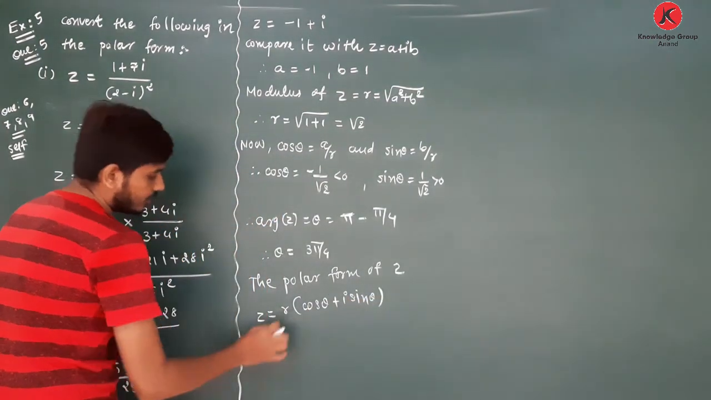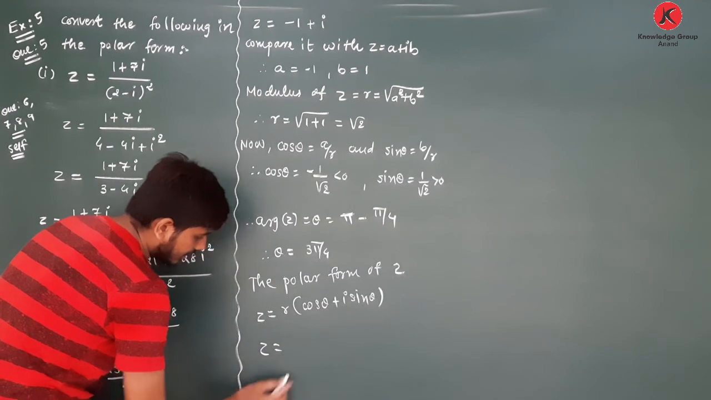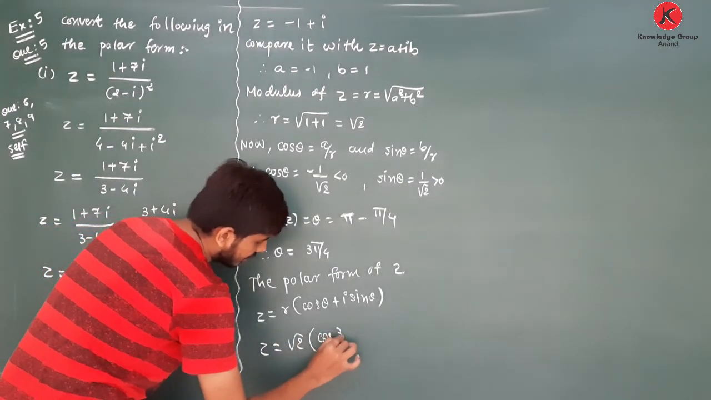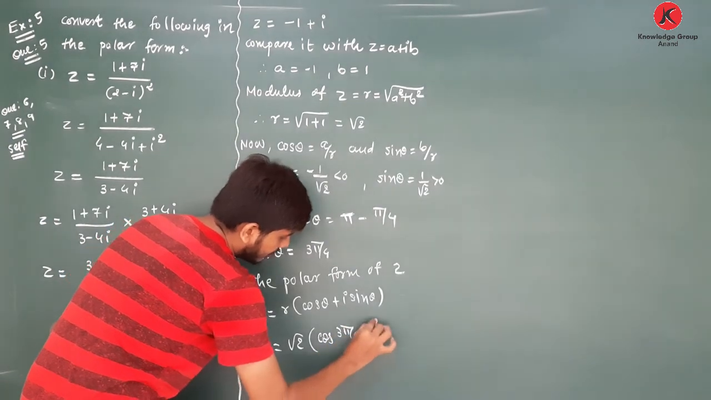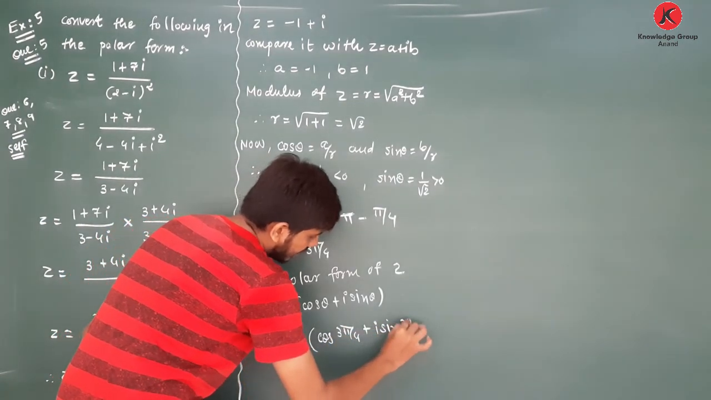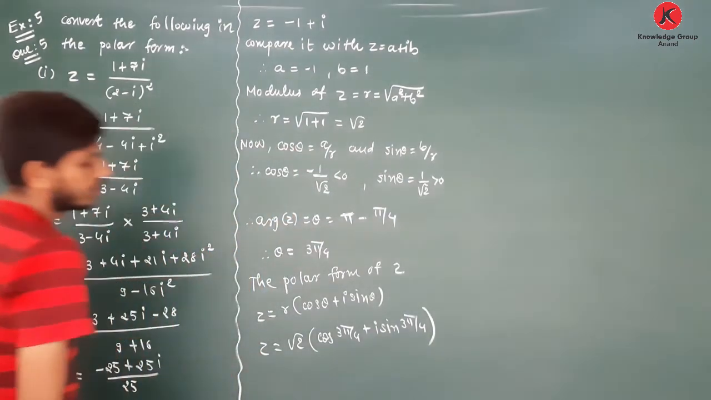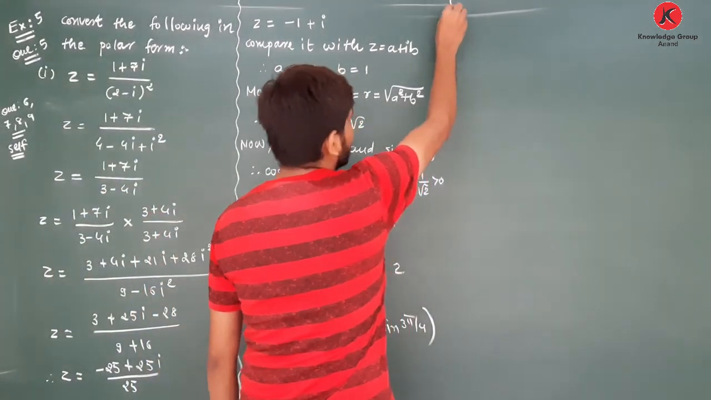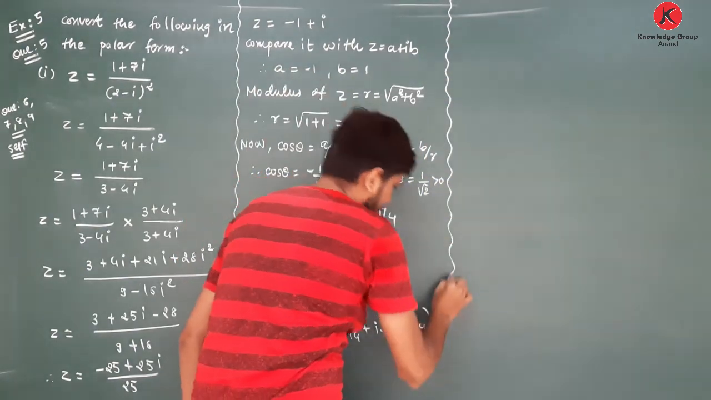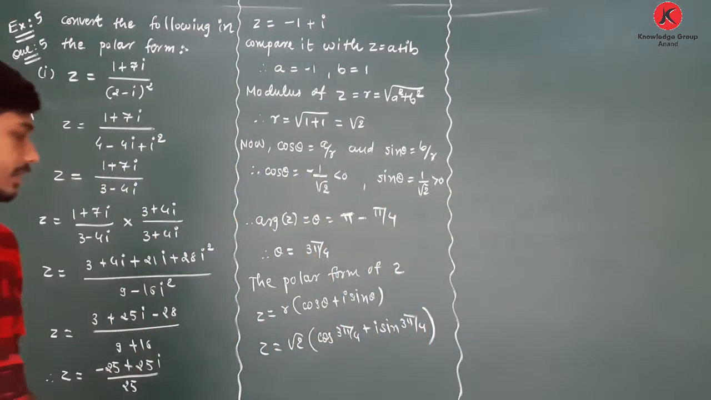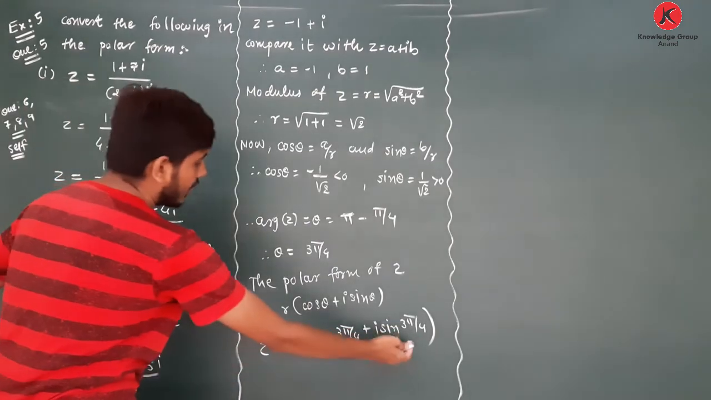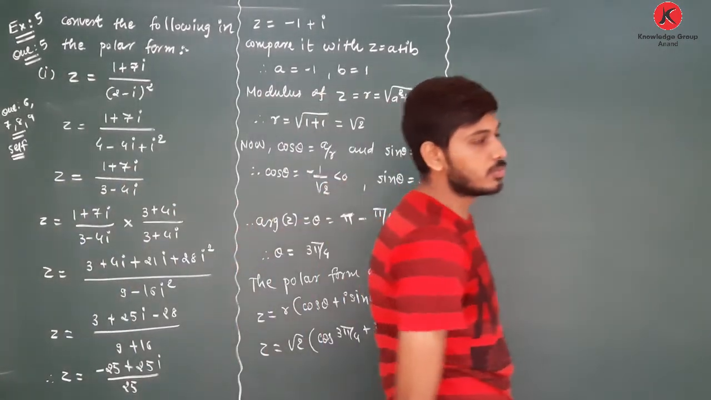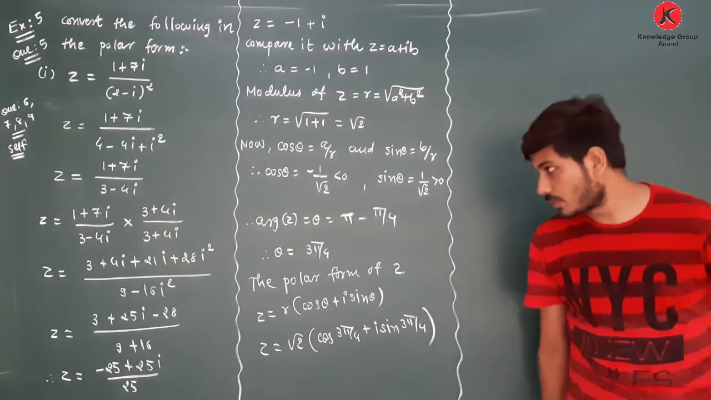So put the value of r and theta. We are getting z equals root 2 cos 3 pi by 4 plus i sin 3 pi by 4. This is the polar form of the question 1 plus 7i divided by 2 minus i whole square.